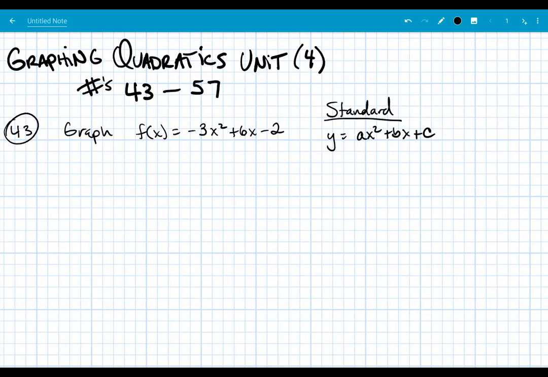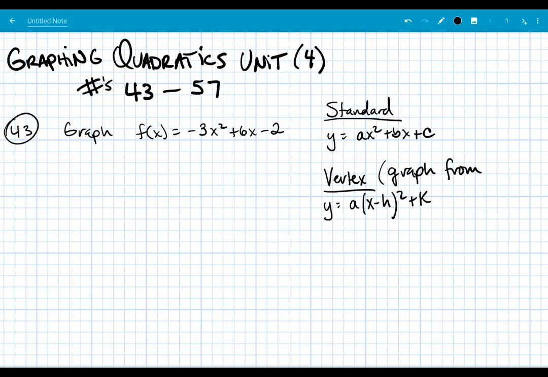But the form that we need to graph from is vertex form, which is y is equal to a parentheses x minus h squared plus k. So vertex form in particular, like I said, is what we graph from. If they ask you to graph a particular equation and it's not in vertex form, we're going to have to convert it. So this was in our Unit 4 notes.